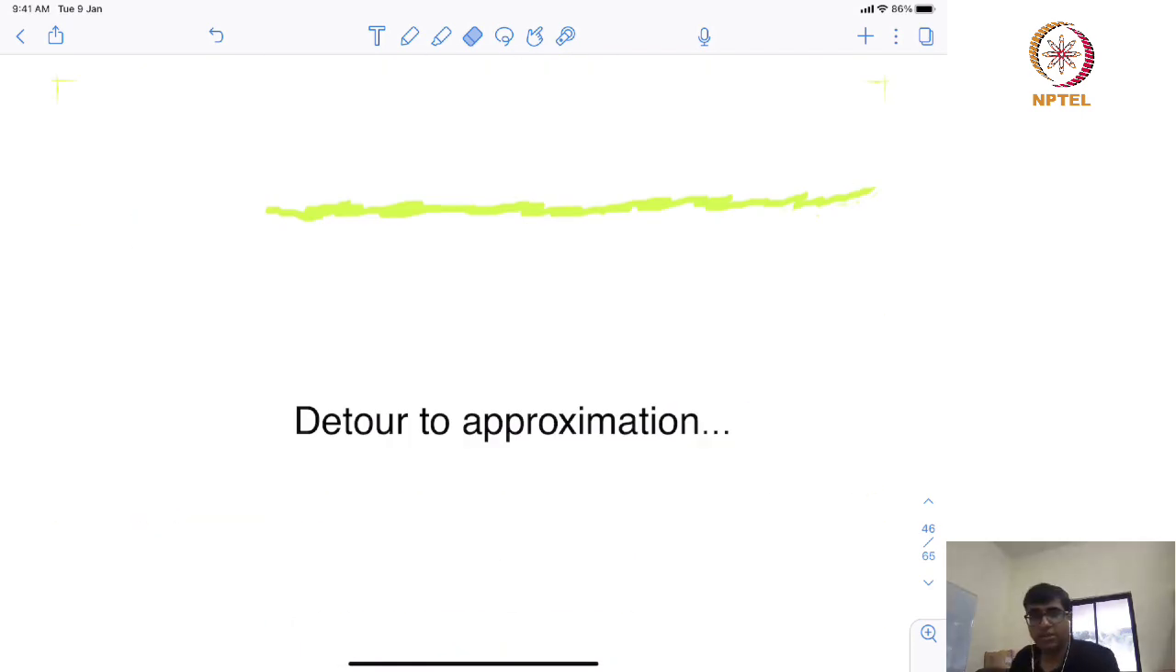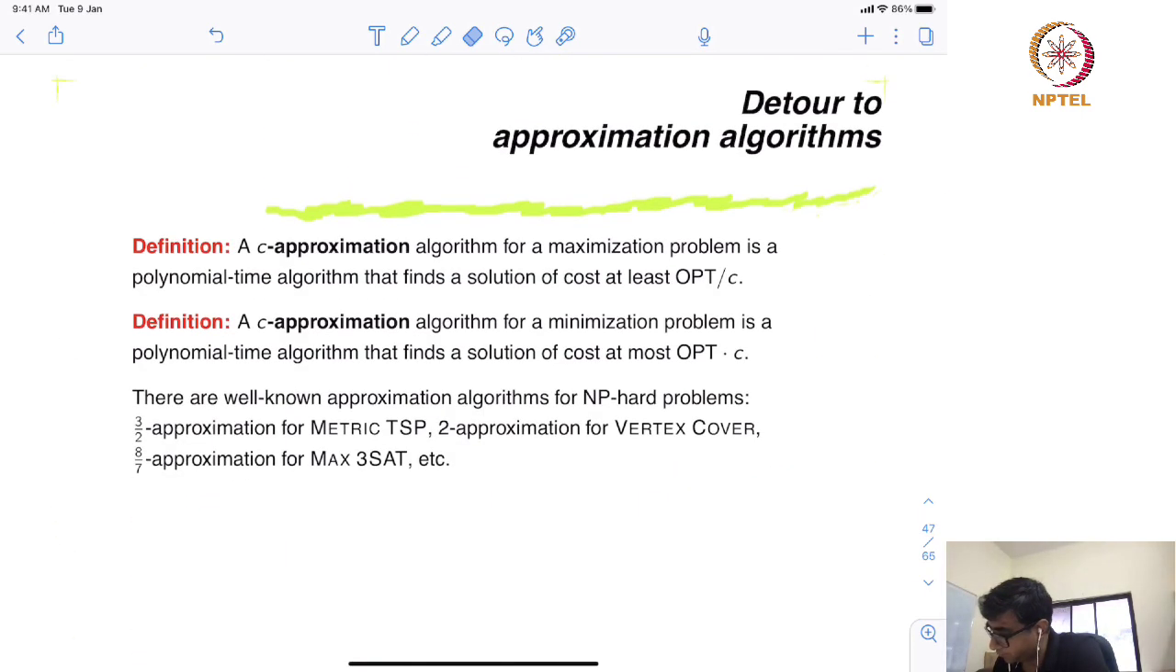Now, let us detour to approximation. What is a c-approximation algorithm for a maximization problem? It is a polynomial time algorithm that finds a solution of cost at least OPT divided by c. And a c-approximation for a minimization problem is a polynomial time algorithm that finds a solution of cost at most OPT times c. There are several approximation algorithms for NP-hard problems: for vertex cover a factor 2 approximation, for max 3-SAT an 8 by 7 approximation, for metric TSP a 3 by 2 approximation, and so on and so forth.